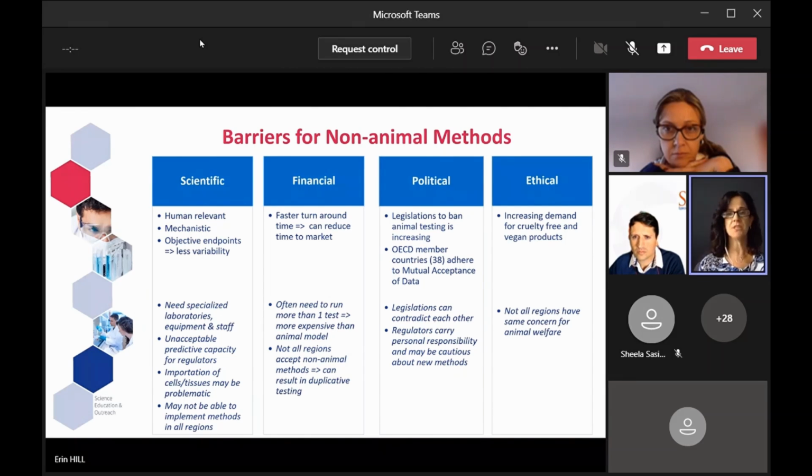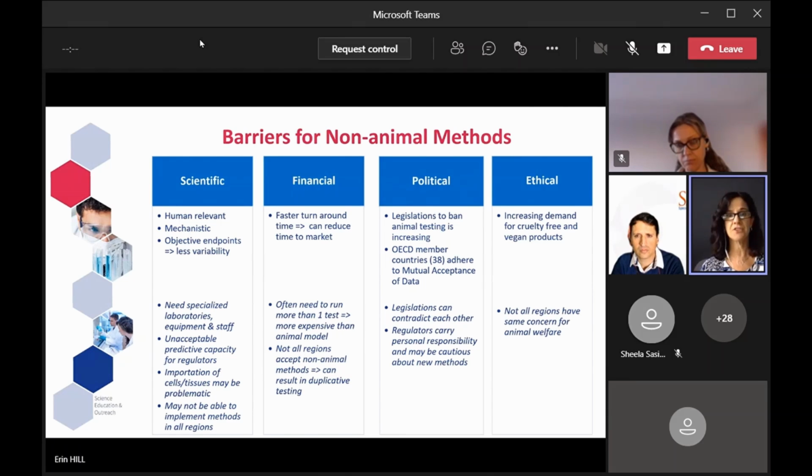As I mentioned, importation of cells and tissues might be problematic for a country and they can't pick up a certain method. And you may not be able to implement all the methods in every region. A good example of this is a method called the bovine corneal opacity and permeability assay. This cornea comes from a cow eye. In a country like Brazil or in the United States, where our diet is based a lot on beef, this is a very easy method. In China, where they don't sacrifice many animals for beef production, it's very difficult to get that cow cornea. So not every method fits every region.